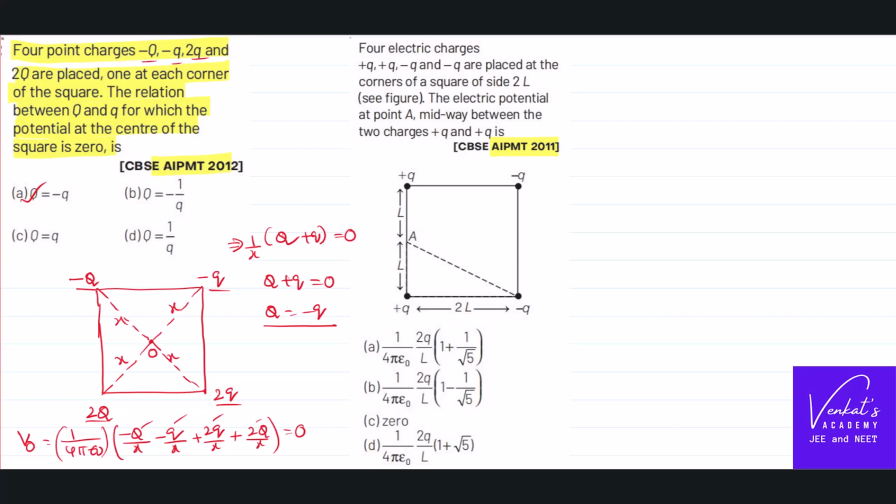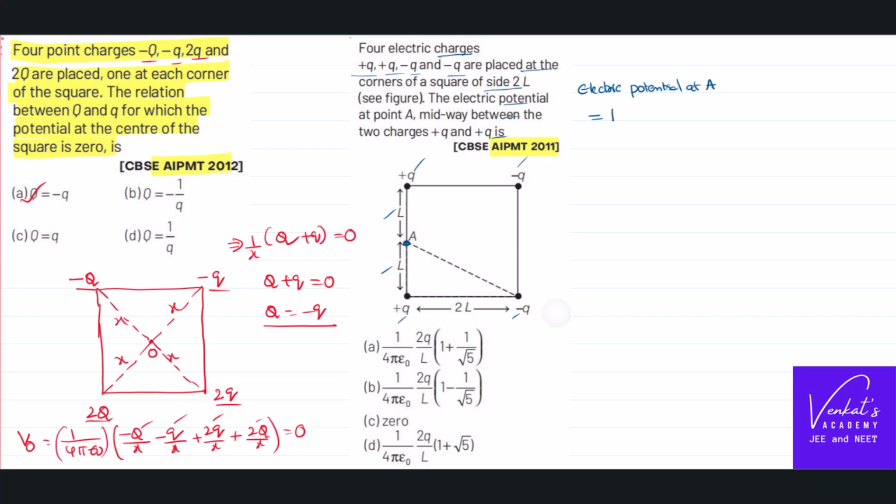The second part of the question says four electric charges plus Q, plus Q, minus Q, minus Q placed at the corners of a square as it is given here. You can see the electric potential at a point A, this is the point A, midway between the two charges. He has given that this is L and L, so this point will automatically be the midpoint, right? Again the same concept: electric potential at point A is the sum of electric potential due to all the charges.